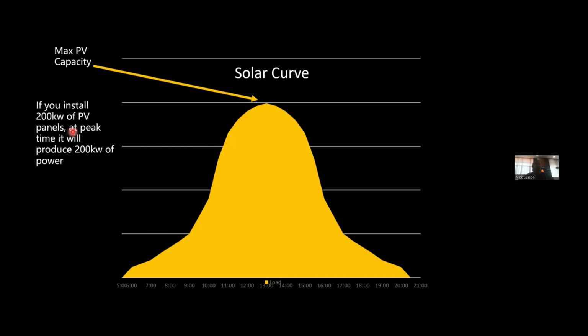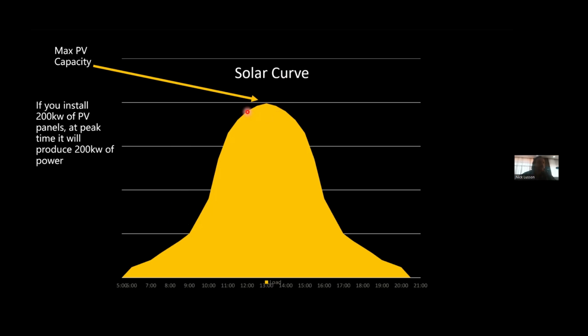If you install 200 kilowatts of PV panels, that's the peak number here. Your panels will produce their rating at the peak time only. So if you have 200 kilowatts of panels, in the morning you're not getting 200 kilowatts of production. Only at the peak will you get the 200 kilowatts.